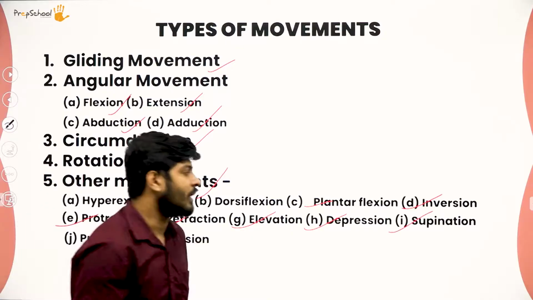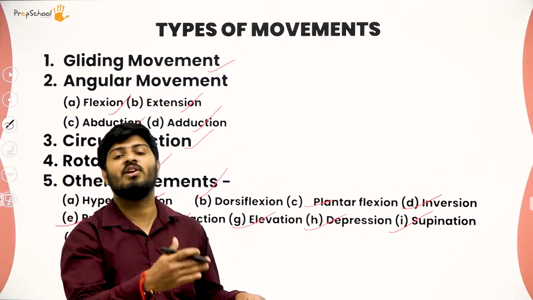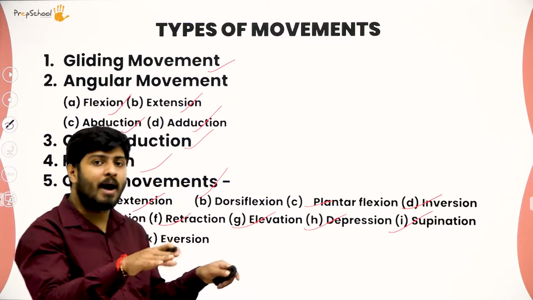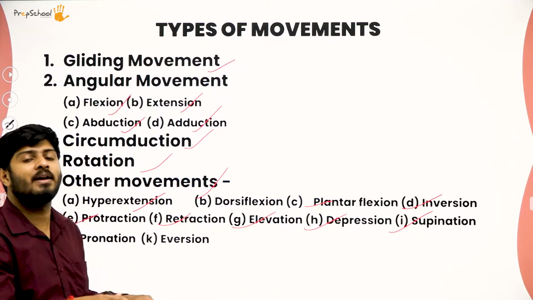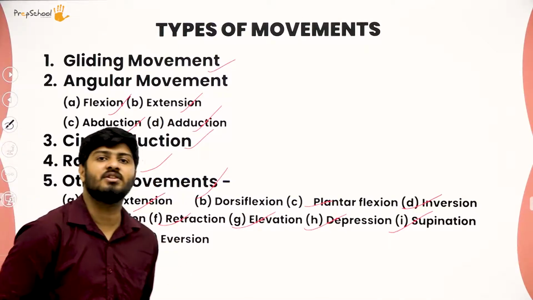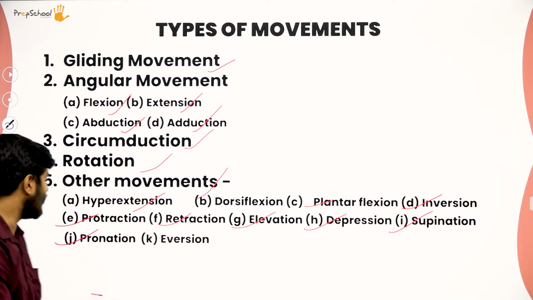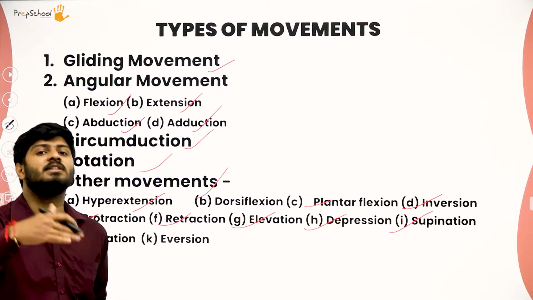And next you have supination, where you're keeping your palms downwards when you're lying down. When you keep your palms downwards, that is called supination. And the opposite of that is pronation. In supination we kept the palm facing downwards, and in pronation we keep the palm facing upwards.